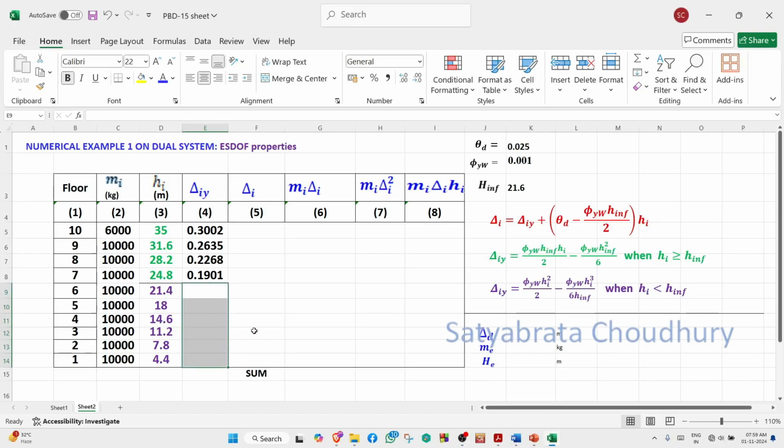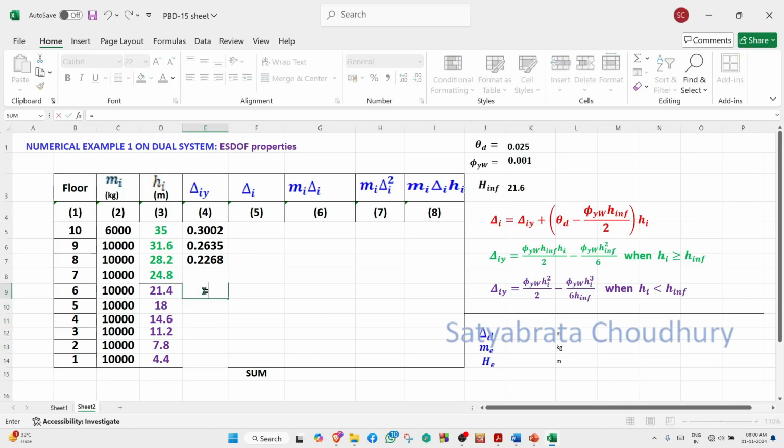Yes, now let us take the case when the height of the floor is lower than the height of inflection of the wall. So this formula is applicable. Let us apply this formula. Equal to phi yw, we'll put a parenthesis so that there is no confusion regarding division by 2, multiplied by hi square.